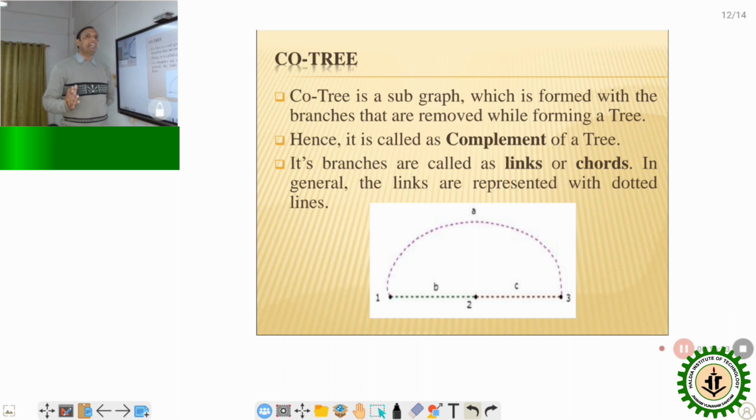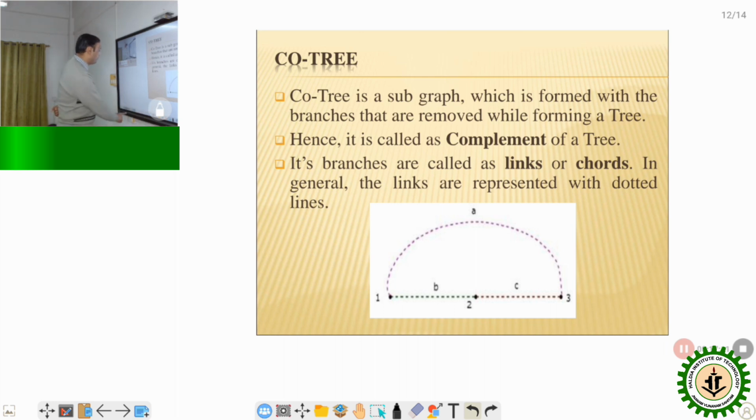That means which branches were left during the time of designing the tree, those branches we will consider, and by considering those branches, what subgraph can we design? That subgraph is called the core tree. That's why it is indicated that a core tree is a subgraph formed with the branches that are removed while forming a tree. So when forming a tree, whatever branches are removed, we will consider those branches and design a core tree.